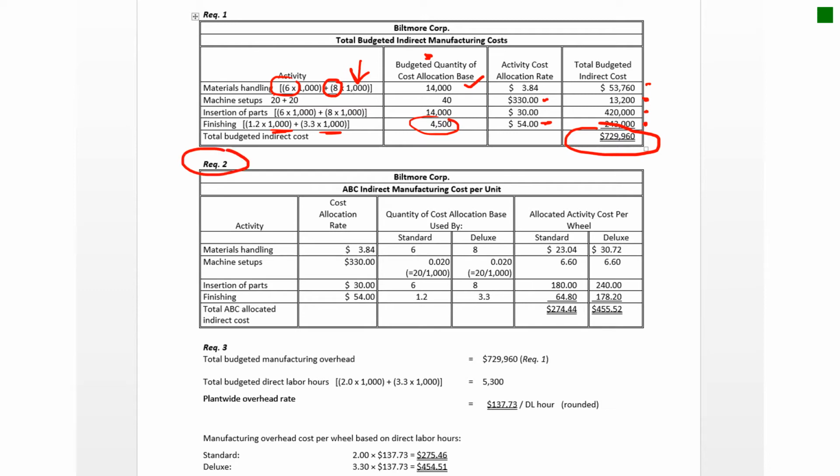Now part 2 is your ABC. Part 2 is you're taking these rates right here and then applying them individually to the standard and to the deluxe.